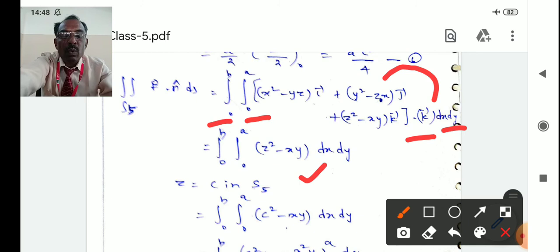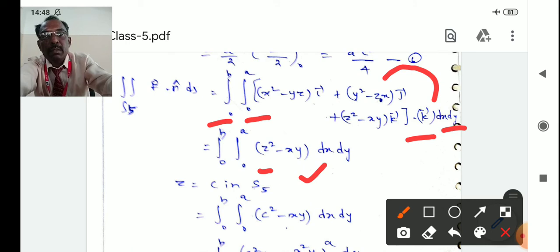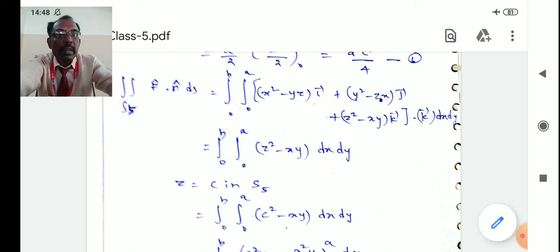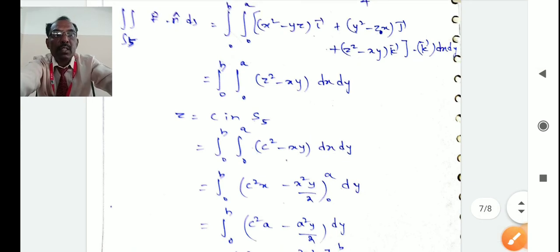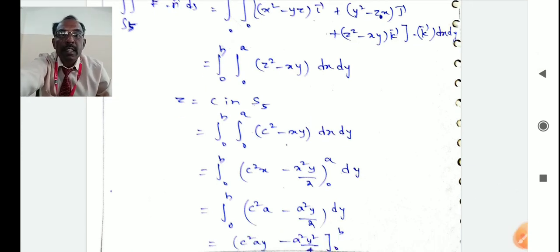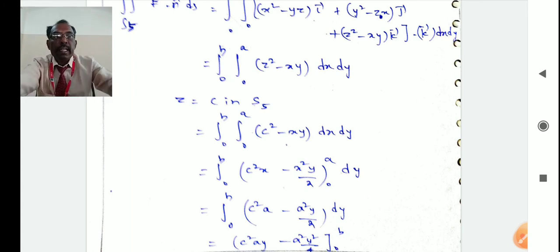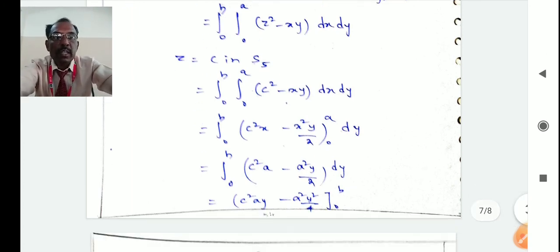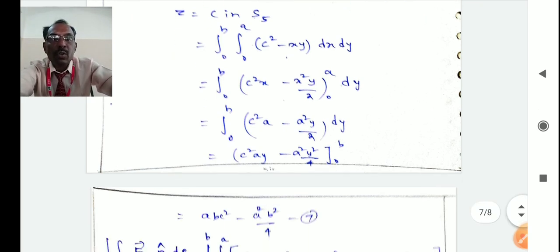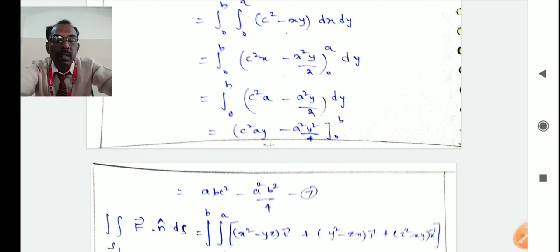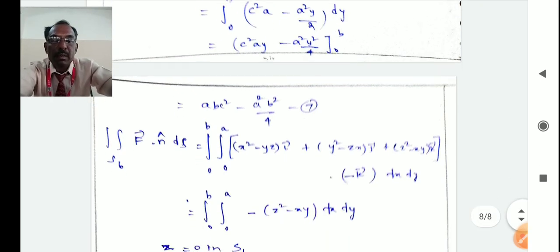In S5 surface, what is z? Z value is very clear, c. So z is replaced by c². Now integration of (c² − x) with respect to x, we get c²x − x²/2 into y. Here x equal to a, we get c²a − a²/2 y. Integration of this portion with respect to y, c²ay − a²y²/2, already 2 is there, so 2 into 2, 4. Limit 0 to b. Now y equal to b, we get abc² − a²b²/4, which is equation number 7.